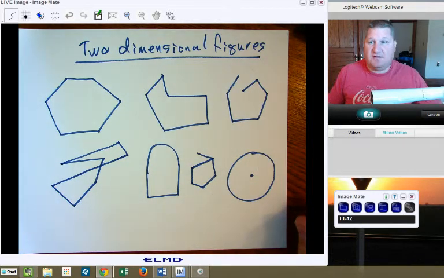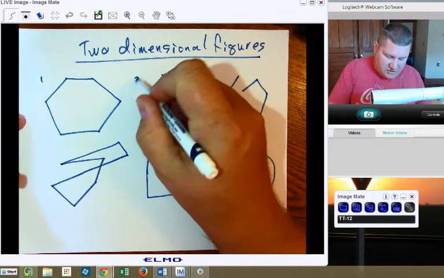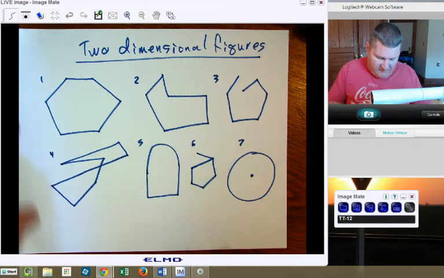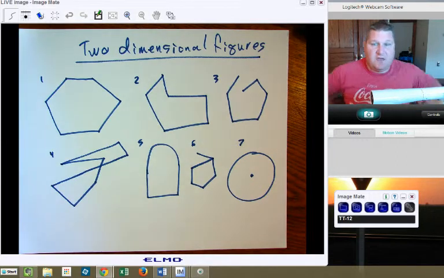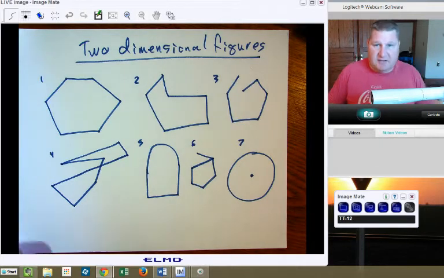Now there are a couple things we need to talk about. First of all, we have 1, 2, 3, 4, 5, 6, 7 of these figures. I'm going to have you answer a couple questions about these 7 figures as to whether they are polygons or not. Remember, we're asking for polygons, yes or no. Now, moving on, we need to talk about what a polygon actually is.